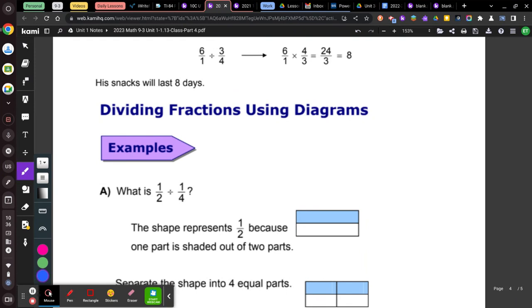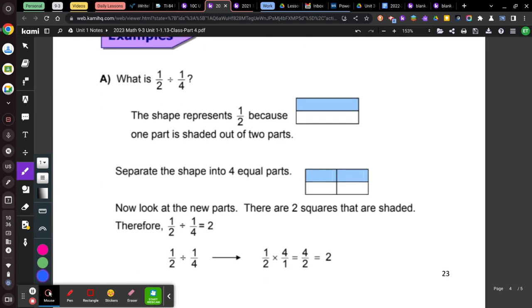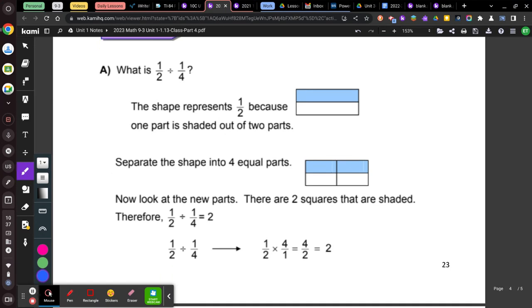Okay? All right, what about if we use diagrams? So what happens if we use a diagram? It says 1/2 is divided by 1/4. So it says our first diagram represents a rectangle that's cut in 2 parts. Okay, I've got a blue part and a white part. Those are my half. Then it says separate them into 4. So all they did was chop them down the middle. That's all they did. And that cut them into 4 pieces.